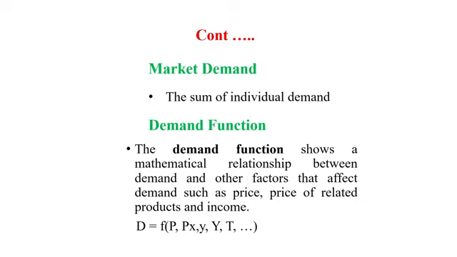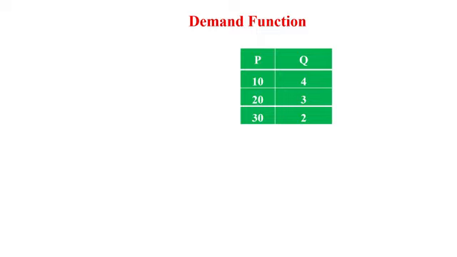Now let's see the market demand. The market demand is the sum of the individual demands, and the demand function shows a mathematical relationship between demand and other factors that affect demand, such as price of related goods, income of consumers, taste or preference, and the like. These are all the factors that affect demand for a commodity. Let me show you the way of deriving the demand function from the given demand schedule.